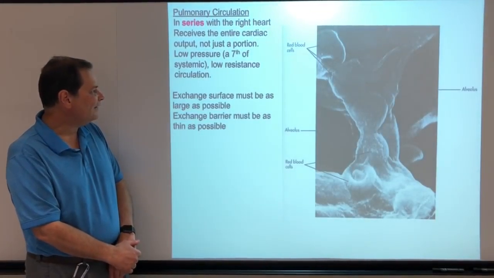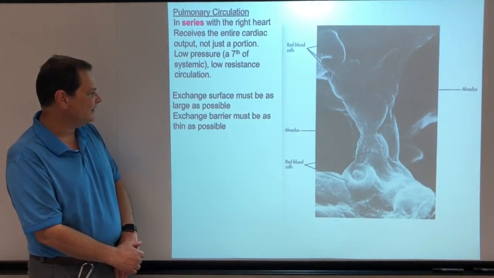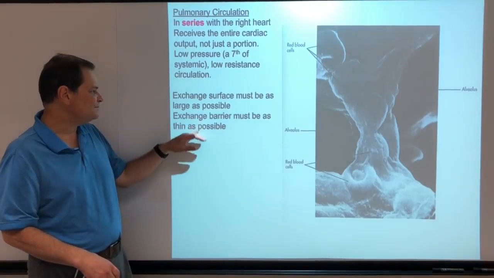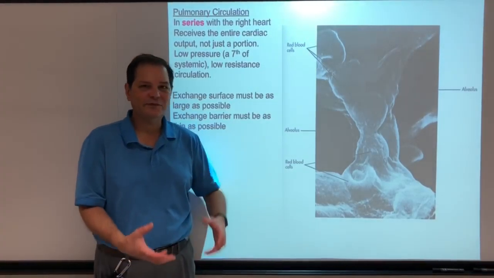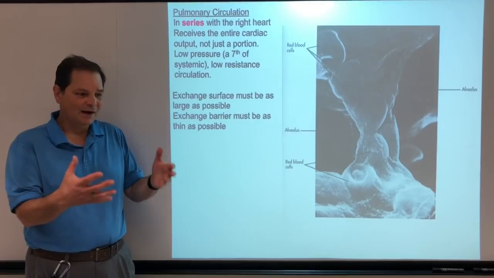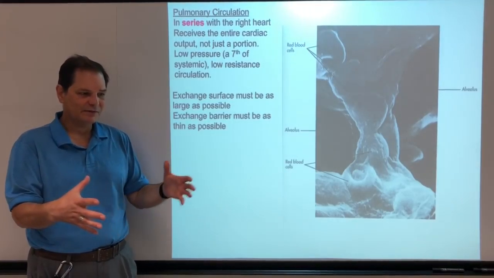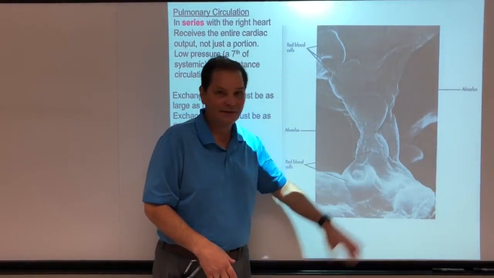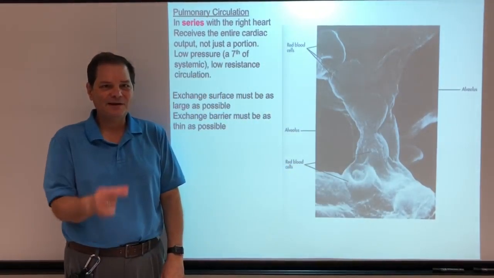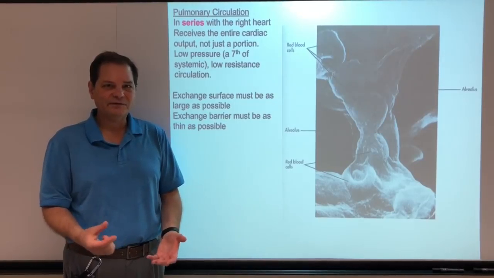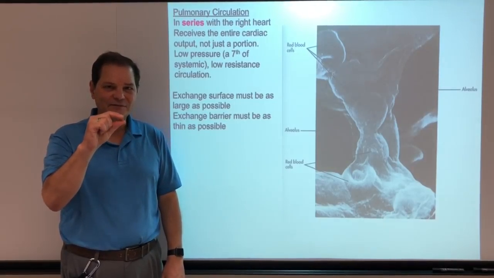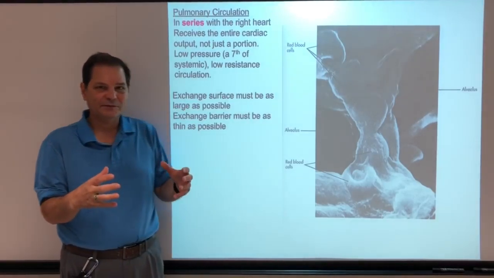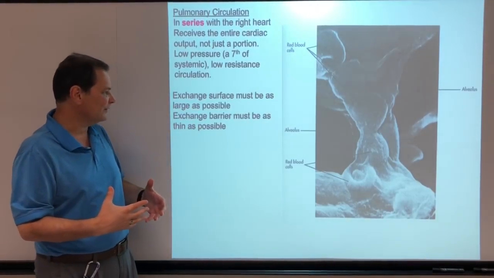Note that the exchange surface of the capillaries in the lung has to be very high, and the exchange barrier must be very low. This maximizes the rate at which oxygen diffuses from the alveoli into the capillaries. In order for that diffusion to be effective, you know from Fick's law that the distance of diffusion has to be as low as possible and the exchange surface as high as possible, and that is true in the lungs.